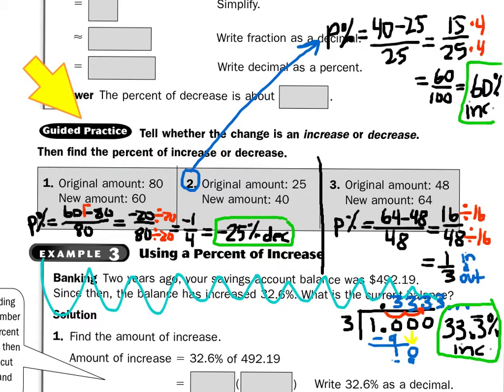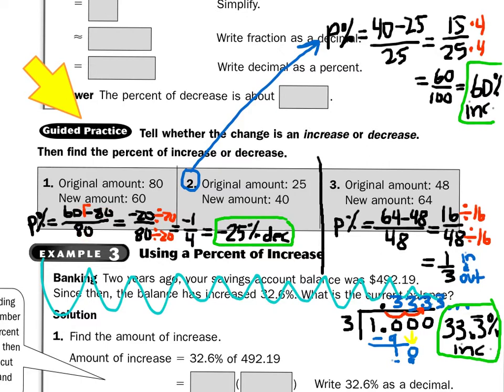decrease. Now, this makes me crazy how your book gives us no room at all to show our work, so I'm going to try to do this along with you. Take a look at number 1. The original amount was 80. The new amount is 60. So remember, we're going to do the percent of change equals the new minus the original over the original. So 60 minus 80 over 80.